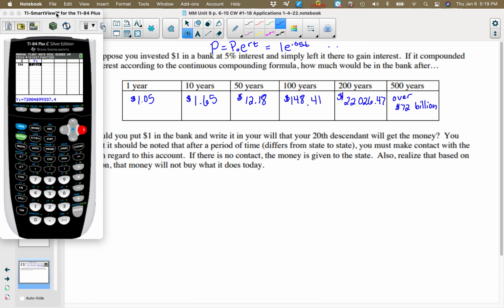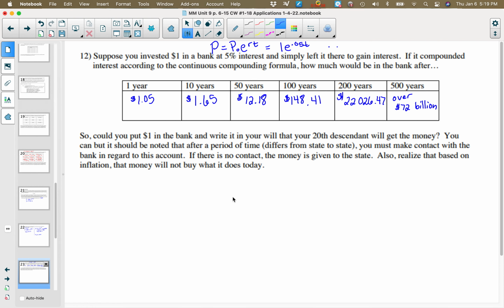And you can read what it says on the paper if you want to. I'm going to leave that for you to read.